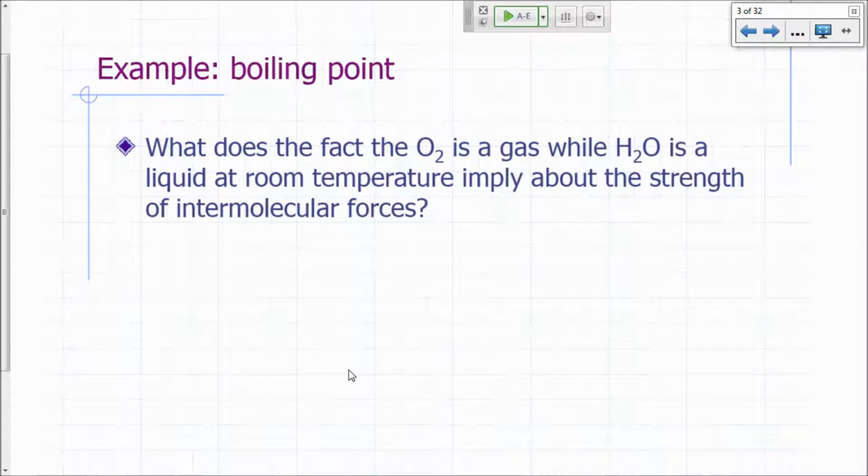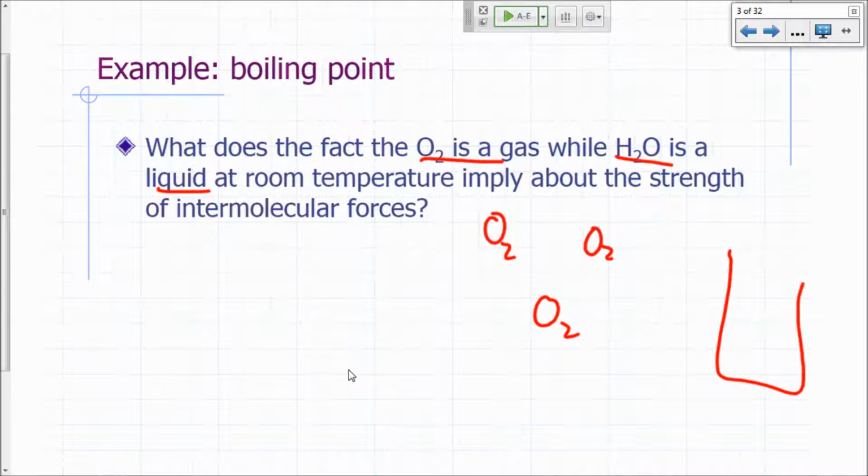Here's an example. What does the fact that oxygen, O2, is a gas, while H2O is a liquid at room temperature imply about the strength of the intermolecular forces? O2 is in the air that you breathe. It's about 20% of the air you breathe. It's a gas at room temperature. Whereas water, water molecules are much closer together at room temperature. It's a liquid, right? So what does that mean? In which case do you have stronger attractive forces among the molecules?